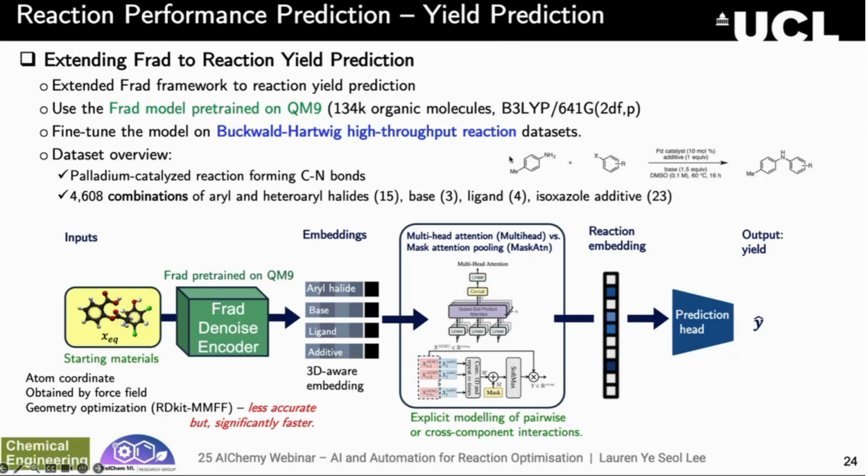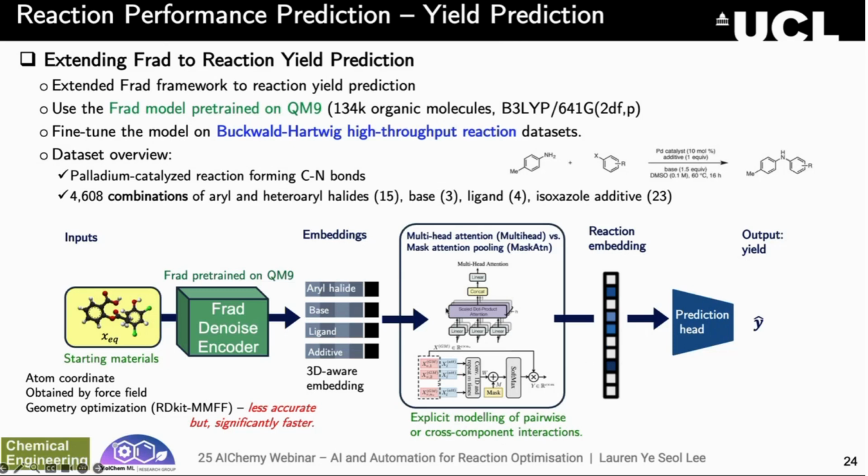And as can be seen in this figure, we first use a low-cost force-field method to generate the geometry of each individual chemical involved in the reaction, which is significantly faster than high-level DFT, and then rely on the FRED denoising encoder to recover chemically meaningful structural embeddings, and then combine them using multi-head attention or also with masked attention pooling so that the model can learn interactions between the chemicals rather than simple concatenation.